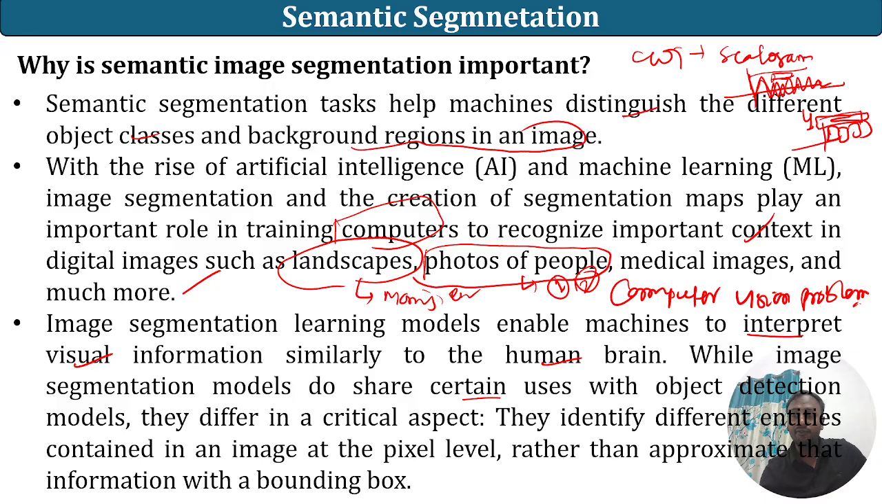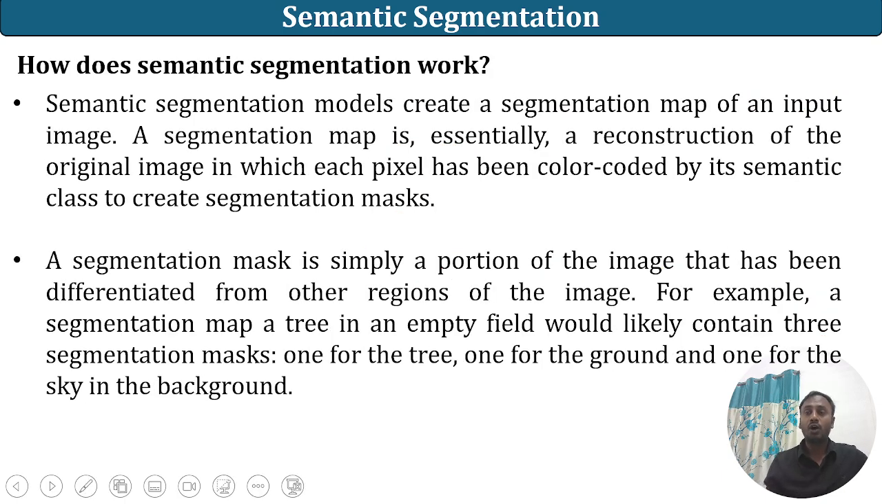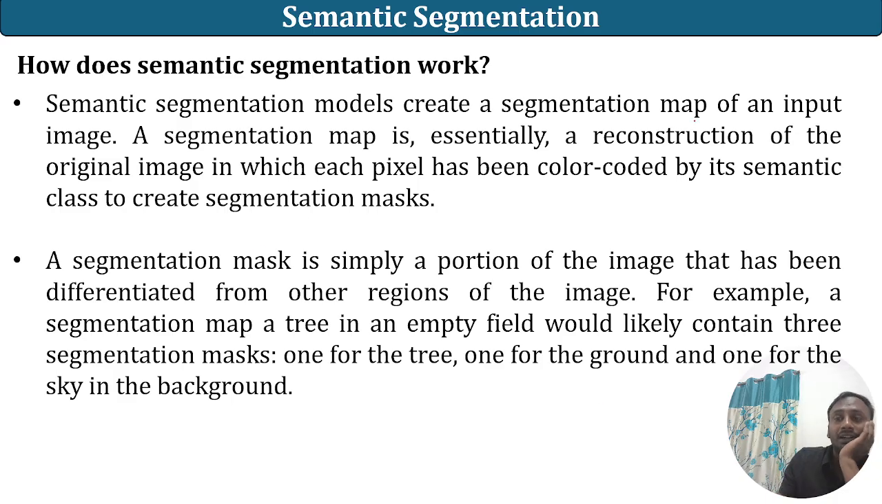So they identify different entities contained in the image at the pixel level, rather than approximating that information with a bounding box. So it means it gives a very detailed output. So how does segmentation work? Segmentation is going to get a segmentation map of an input image.